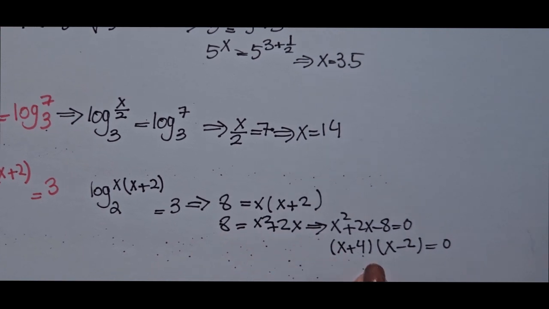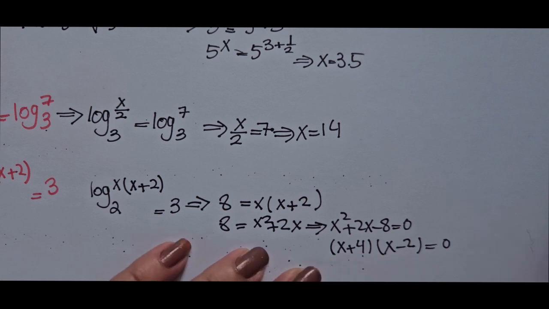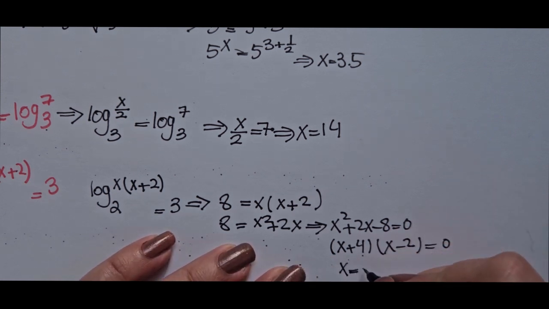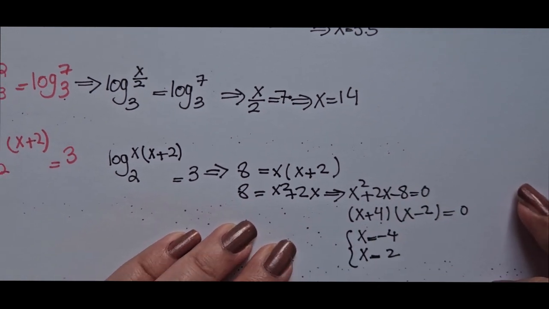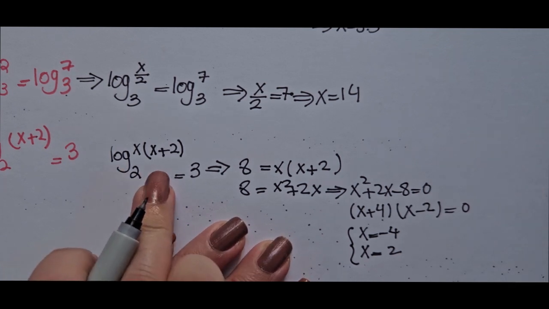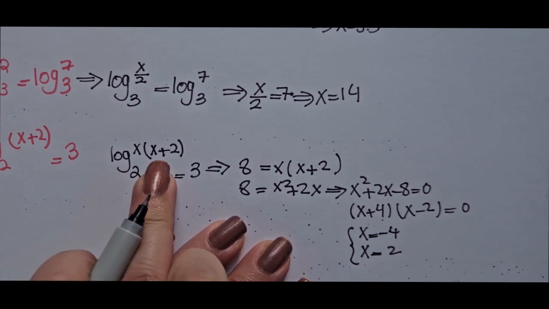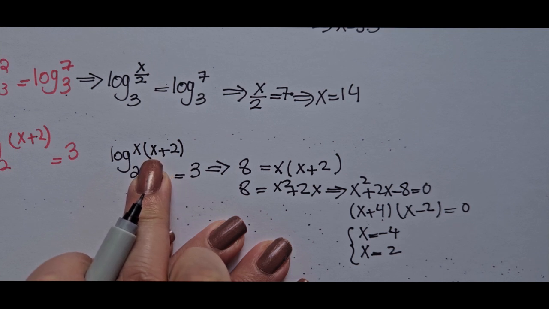So if these two are multiplied together and the answer is 0, that means any of these two brackets can be a potential answer. So one answer would be negative 4 and another answer would be positive 2. But we are not done yet. We have to go back and substitute it here and see if the two answers are actually applicable.